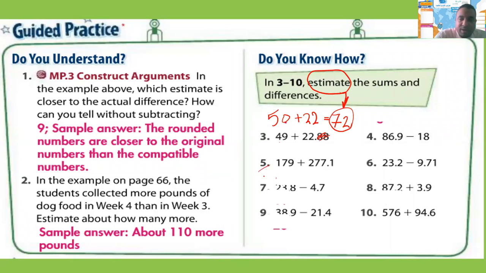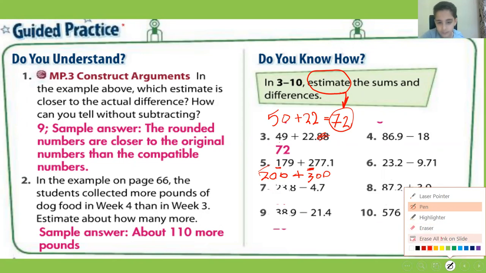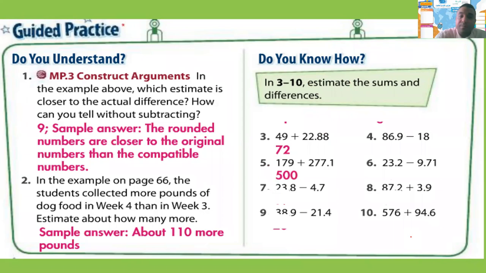Iwan Haytham, number five. 179 plus 277. How can we adjust the estimation of 179? It will be 180. Can we make it 200 easily? To the nearest 100? 200, and 277 will be 300. Okay, very good, 300. So the answer is going to be 500. Excellent. Very good, Iwan. Okay, copy the answer, everybody. Select another one except Iwan.